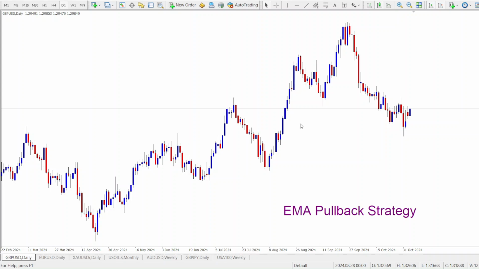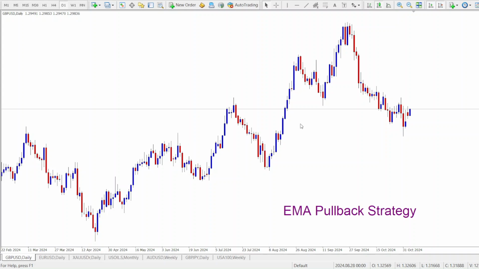Exponential moving averages help traders identify trends and potential reversals. The main idea behind using the EMA in a pullback strategy is to enter the market during a temporary price correction, allowing you to capitalize on the overall trend direction. Now, before we get into the actual strategy, let us quickly talk about how to set up the EMA on your trading chart.